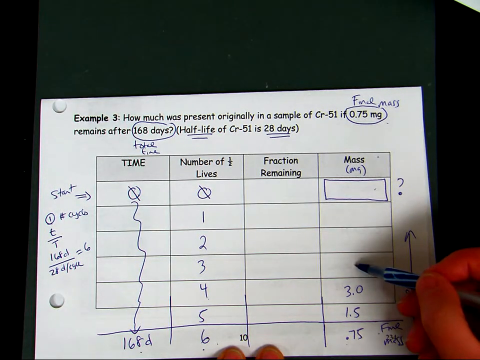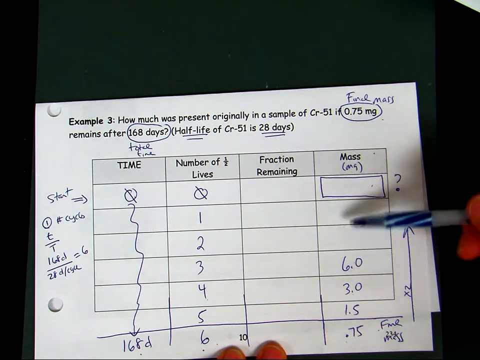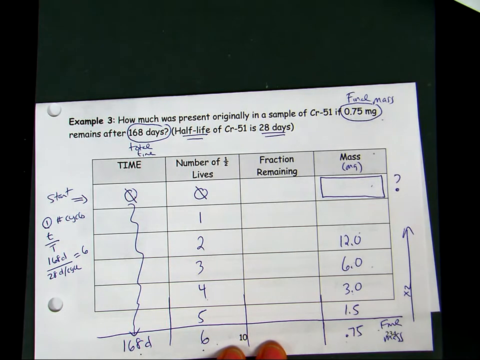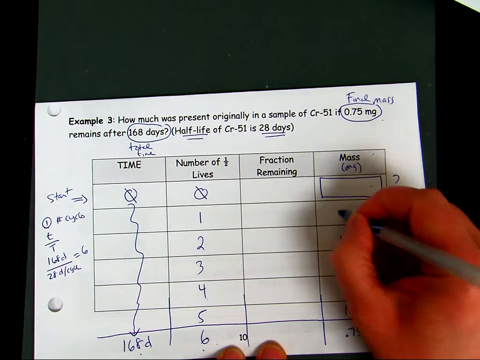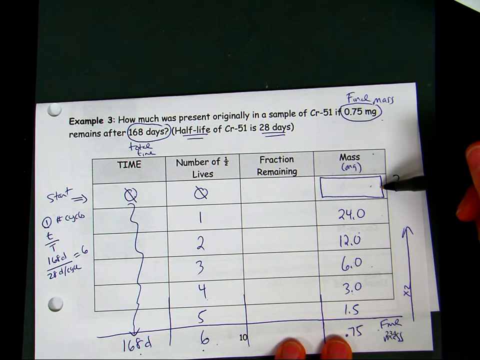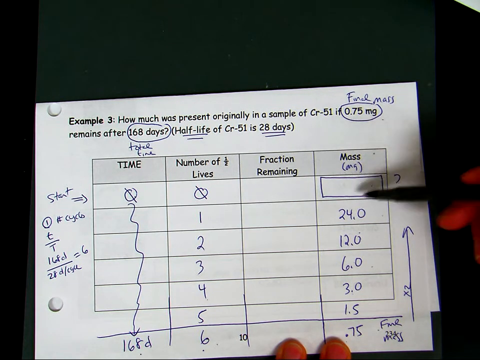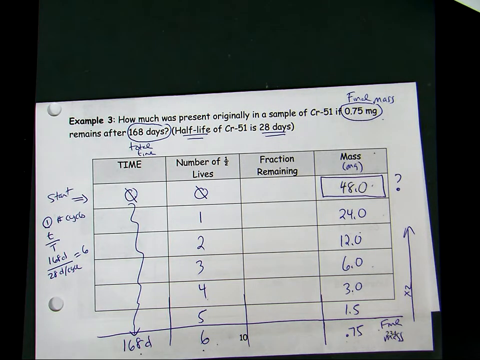Cycle 3 has double the mass compared to cycle 4, so 6.0 milligrams. Cycle 2 has double the mass compared to cycle 3, so that would be 12.0 milligrams. Cycle 1 has double the mass compared to cycle 2, so 24.0 milligrams. Don't stop there. You've got to get all the way back to 0 half-lives, when no half-lives have passed, for the final answer. When no half-lives have passed, that means I started off with 48.0 milligrams of original radioactive sample.